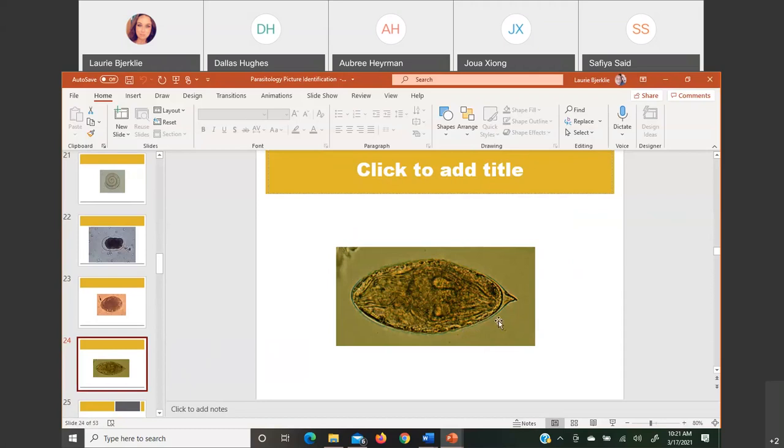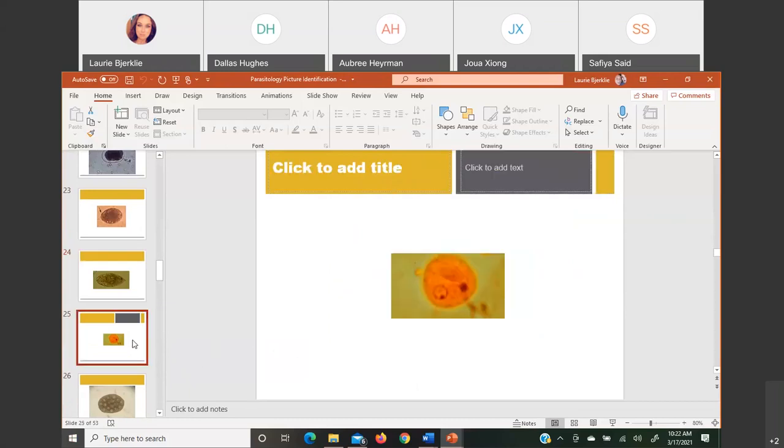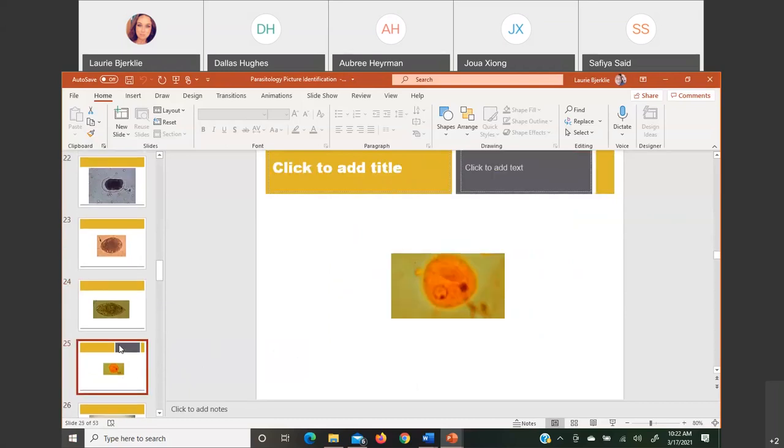Schistosomas can be found in the blood for infection, but this one can also be found in the urine because it loves to be right above the bladder in the blood, in the vein or artery there. And so sometimes it can travel down and get into the urine as well. That's not the best picture, but I think you guys have seen this picture before.